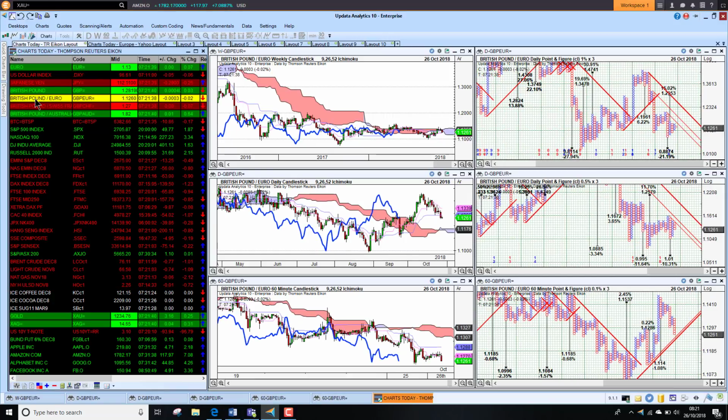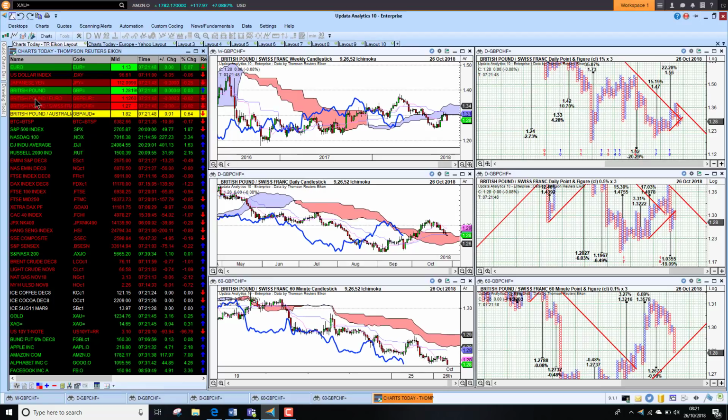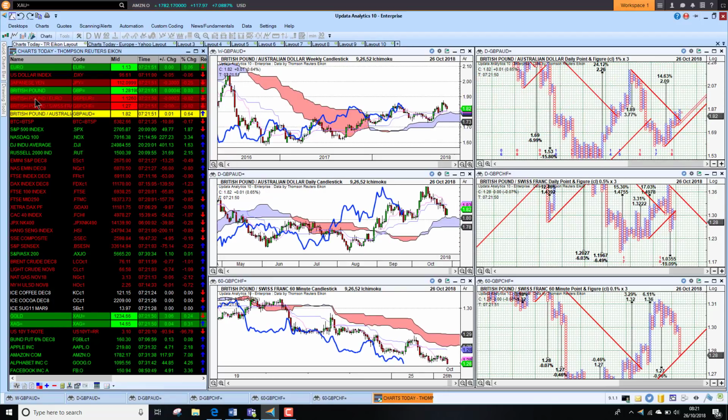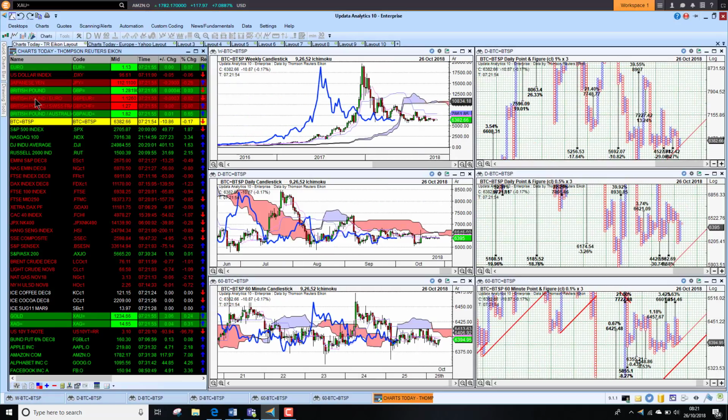Looking at the euro, we're seeing sterling lower here as well, and against the Swiss franc lower too, and against the Aussie dollar up slightly, but still looking bearish. Bitcoin, little change this morning, still looking bearish across the board.